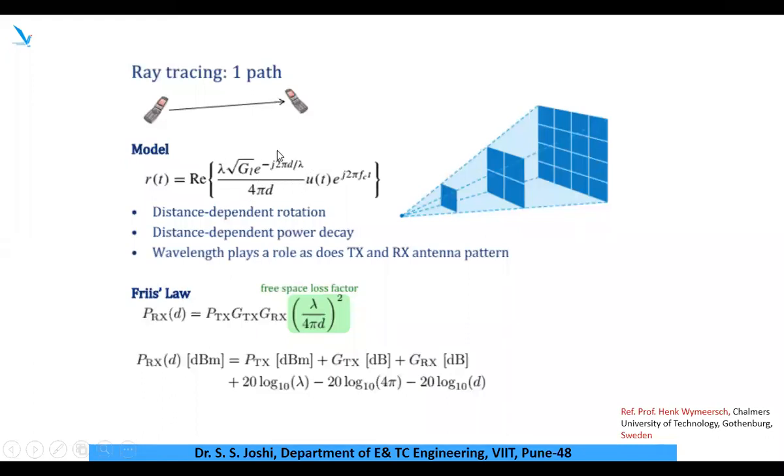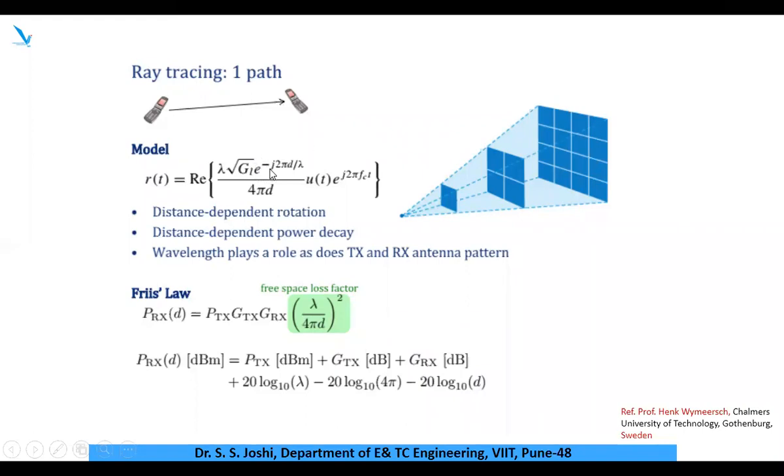Similarly, this parameter is a rotation. As we are transmitting this sinusoid modulated signal, it completes a number of rotations depending upon the distance and its particular wavelength. If this mobile or antenna is moving, the user may move, so this distance may change, and depending upon that the phase of this particular signal may also change. This parameter is related to the phase of the signal.